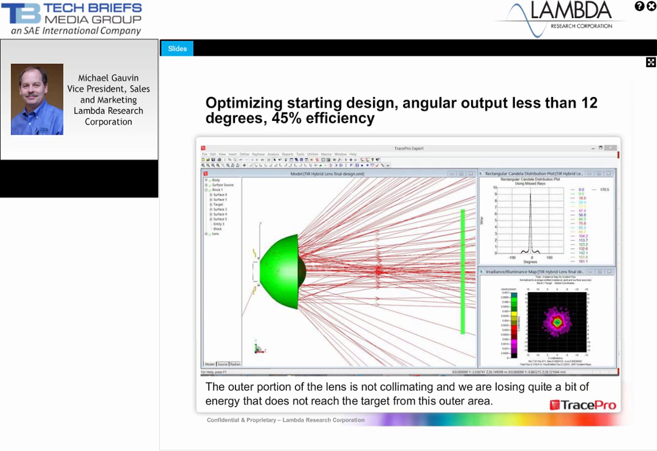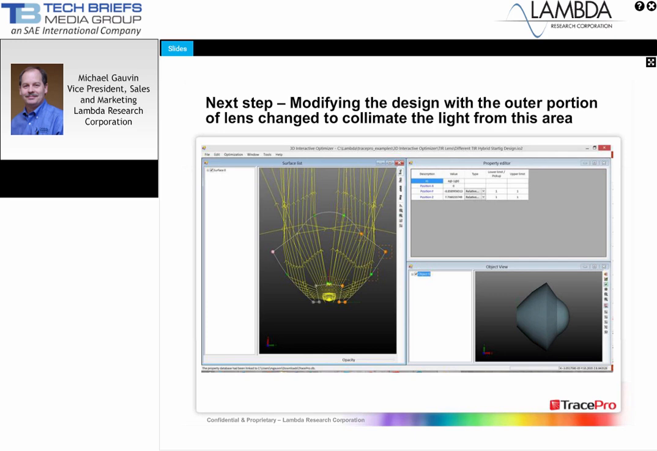If we then use the optimized starting design where we've added power to the middle section and curved the outside surfaces, we now see a great improvement. Our angular output is less than 12 degrees, and we still have that 45% efficiency. But we also notice, because we have the visualization of the rays, that the outer section is not really helping us here. The light is really going out at higher angles, and we're not being able to use that area effectively. So what we might want to do is go back and add some slope to that outside section to try to bring those rays into a smaller angular range.